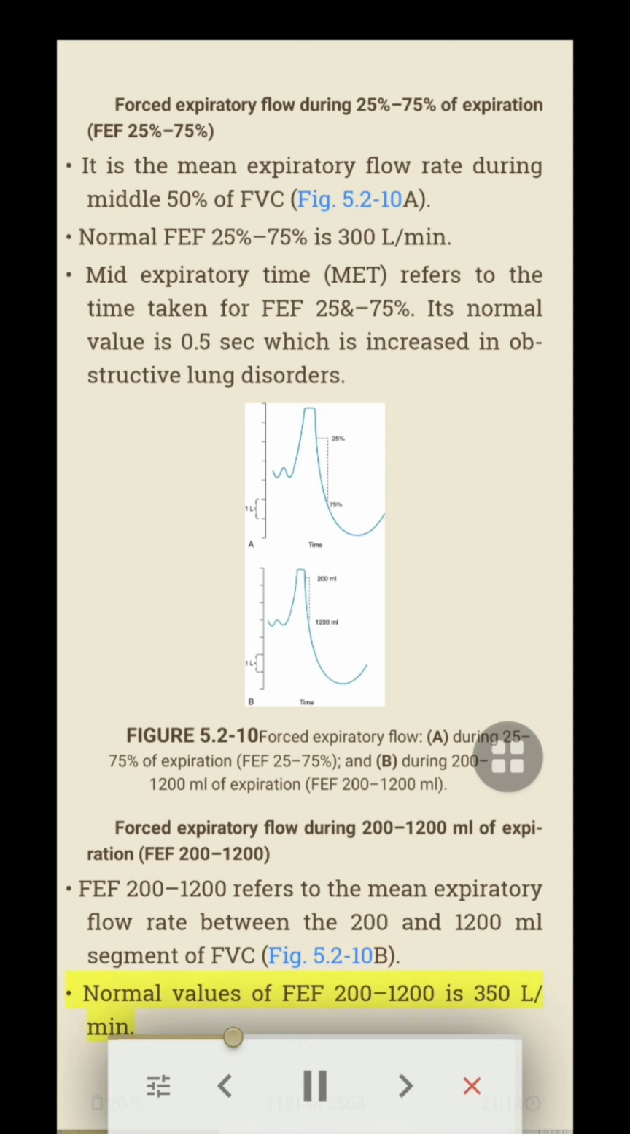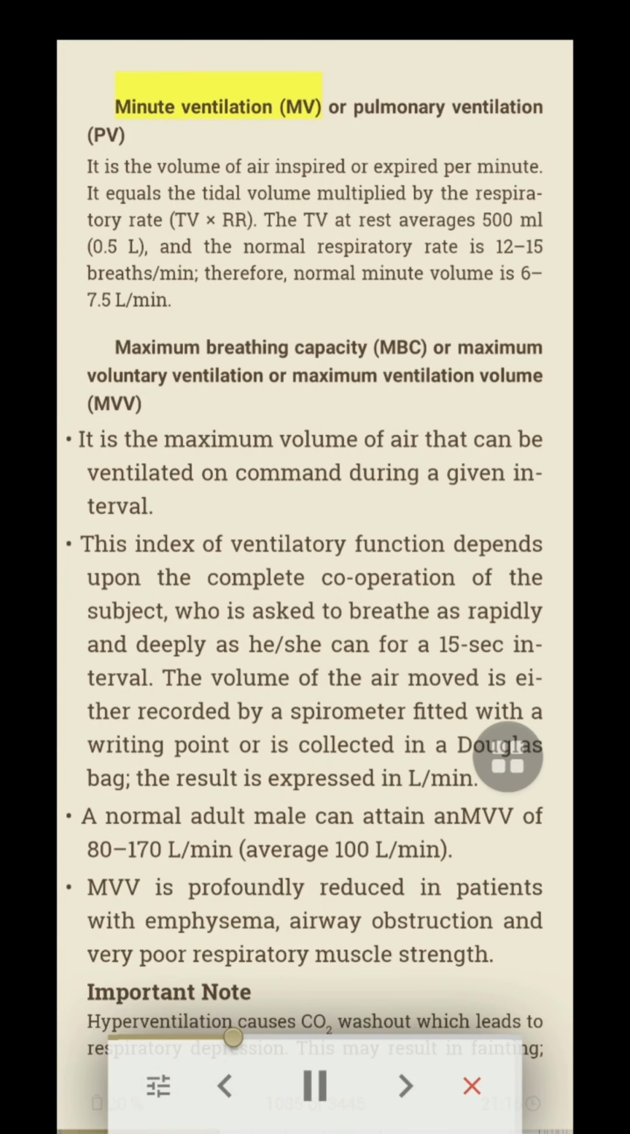Normal values of FEF 200 is 350 L per minute. Minute ventilation, MV, or pulmonary ventilation, PV. It is the volume of air inspired or expired per minute. It equals the tidal volume multiplied by the respiratory rate, TV × RR. The TV at rest averages 500 milliliters, 0.5 L, and the normal respiratory rate is 12 to 15 breaths per minute. Therefore, normal minute volume is 6-7.5 L per minute.